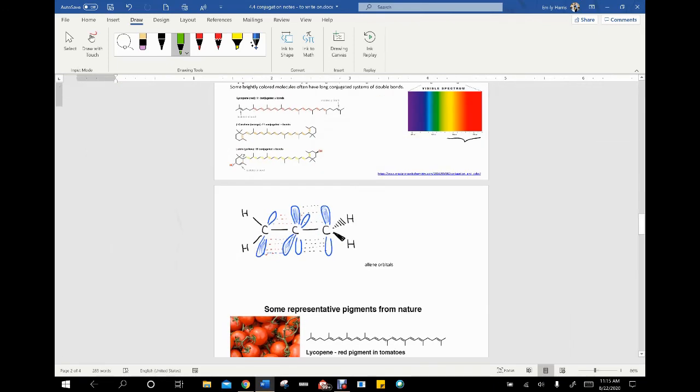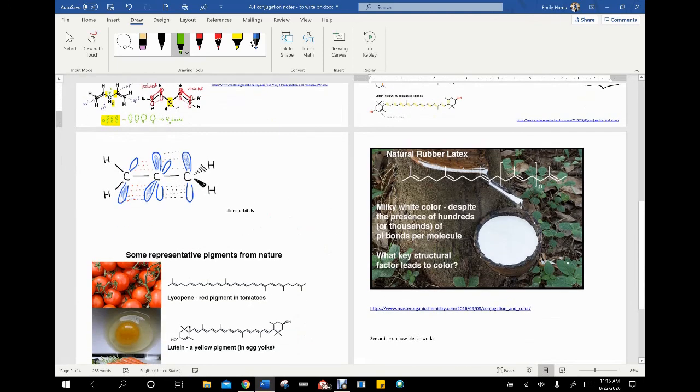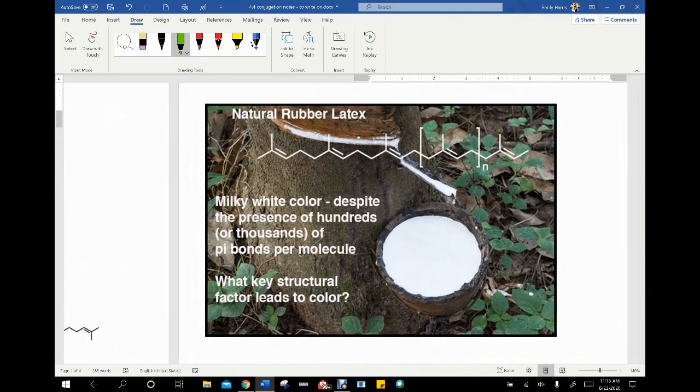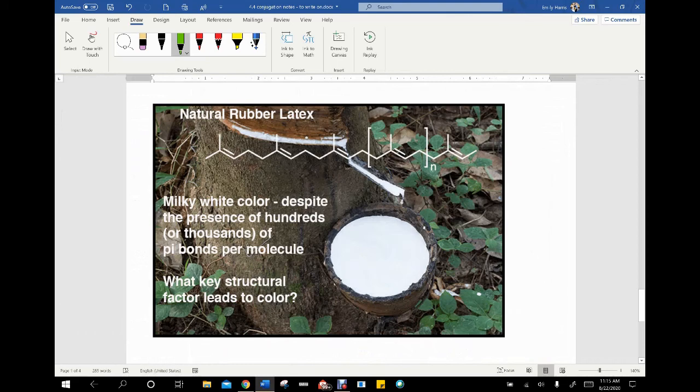All right. Now, what's interesting is that conjugation can also explain a lack of color. And so you'll notice this is a molecular structure for natural rubber latex. And this molecule has a lot of double bonds. So it's got a lot of p orbitals, a lot of pi bonds. However, you'll notice that these are not conjugated. All of those pi bonds end up being isolated. And so it doesn't create that conjugated system that can absorb and transmit different wavelengths of light.